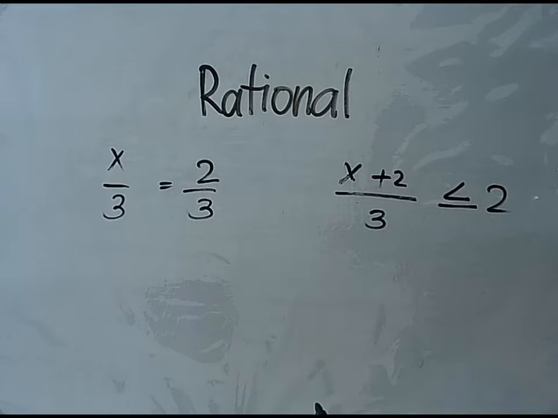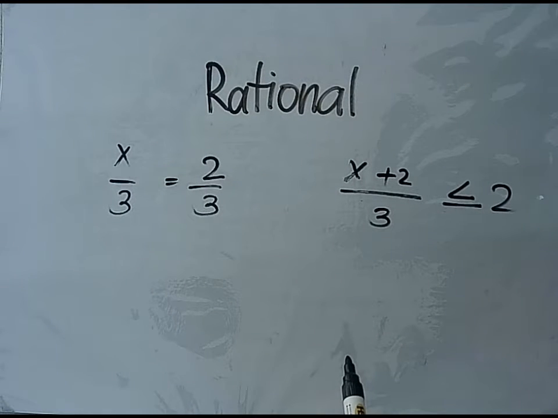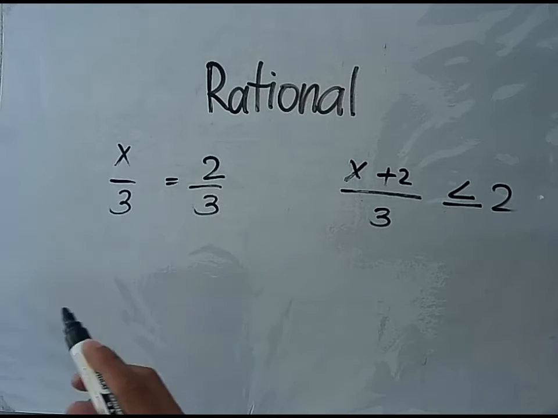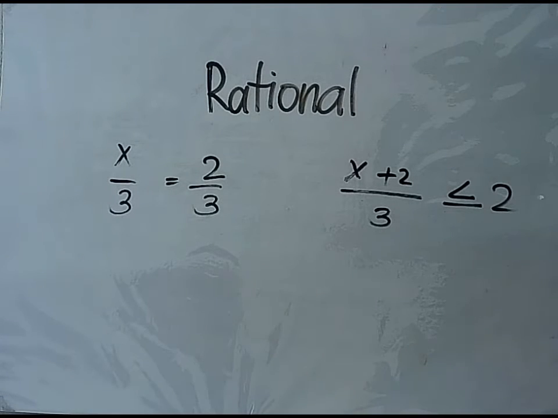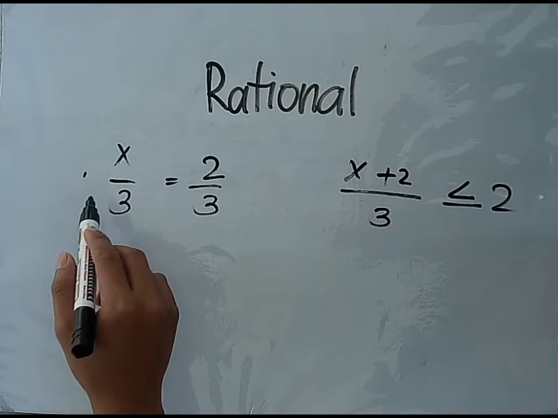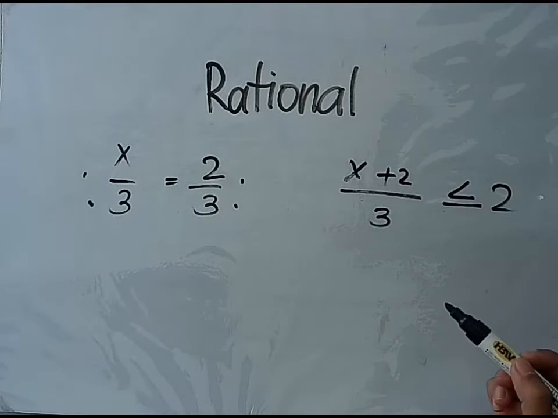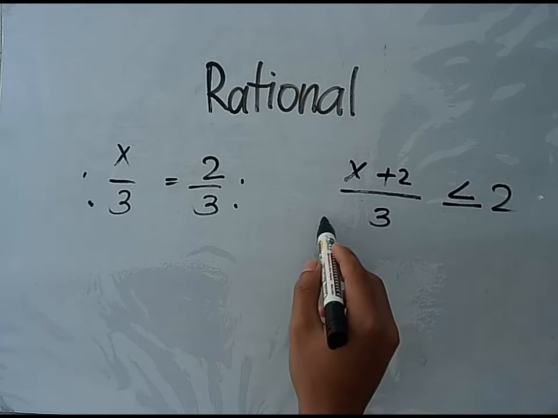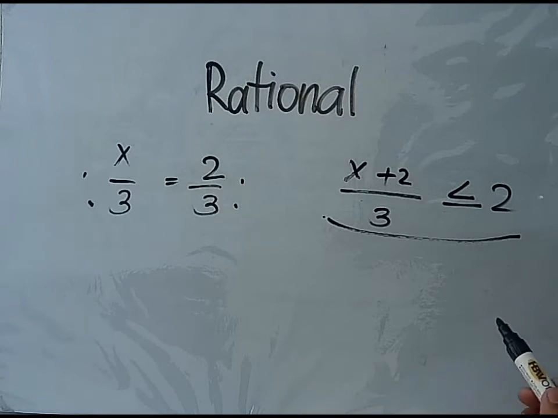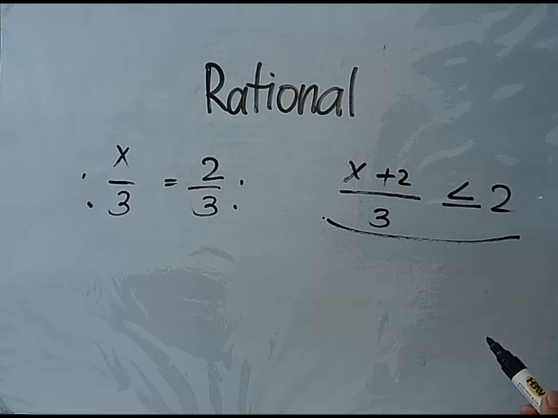Before solving a rational equation and a rational inequality, we need to know how to distinguish each one. So I put two givens here. On the left is x over 3 equals 2 over 3. And on the right is x plus 2 over 3 is less than or equal to 2.